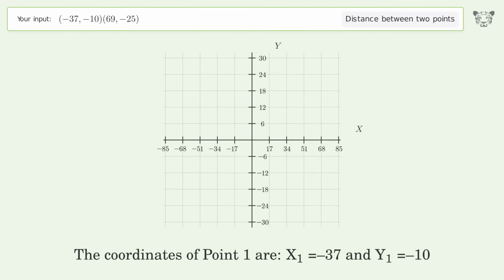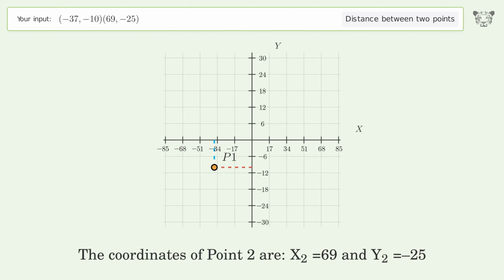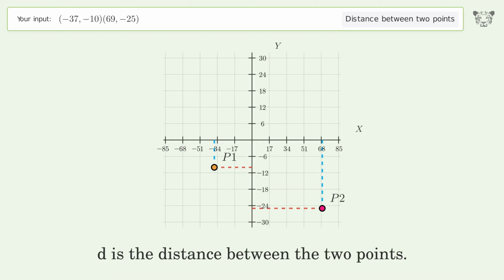The coordinates of point 1 are, x1 equals -37 and y1 equals -10. The coordinates of point 2 are, x2 equals 69 and y2 equals -25. D is the distance between the 2 points.